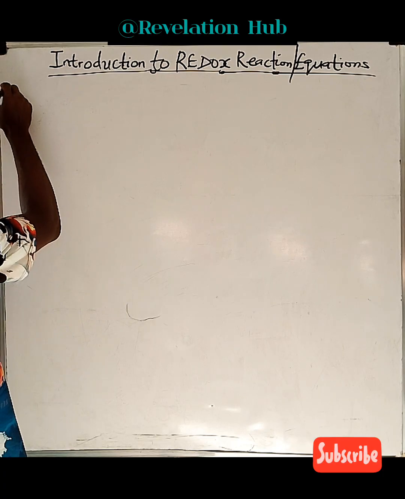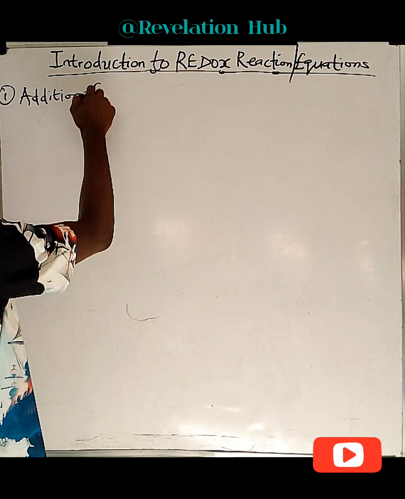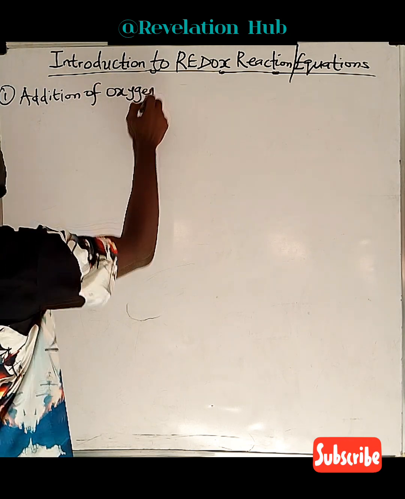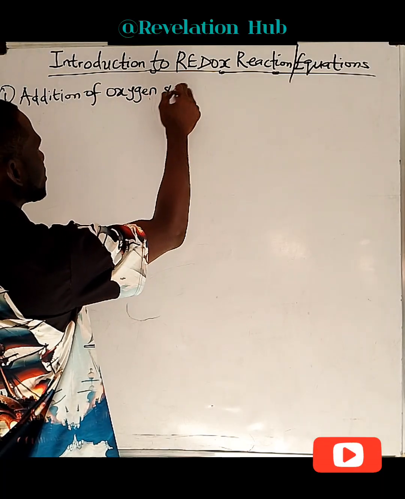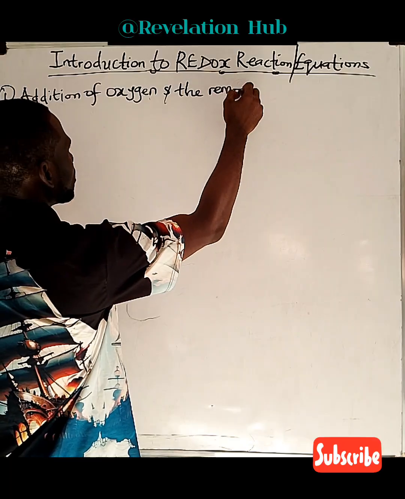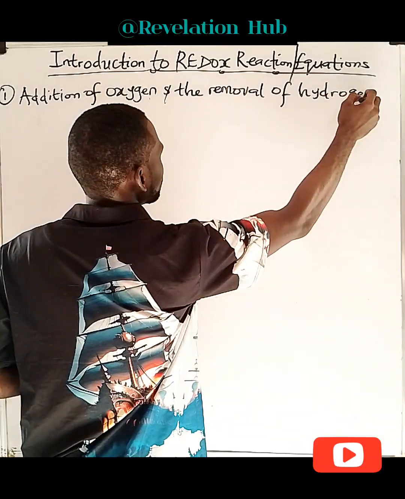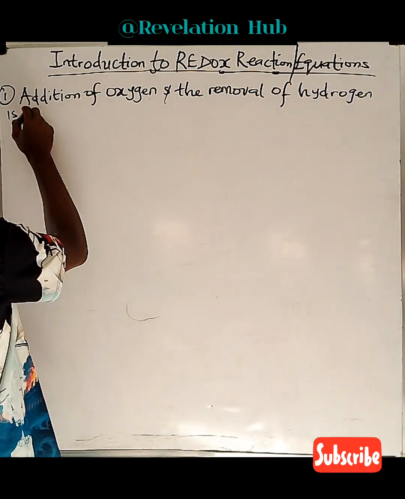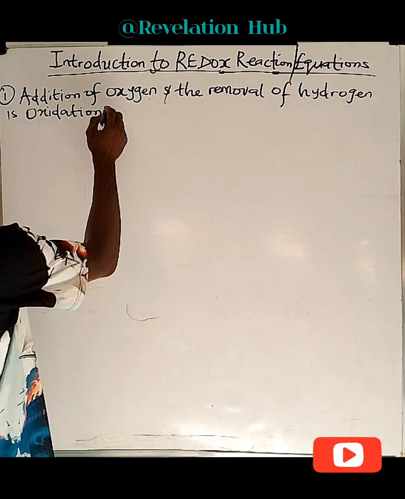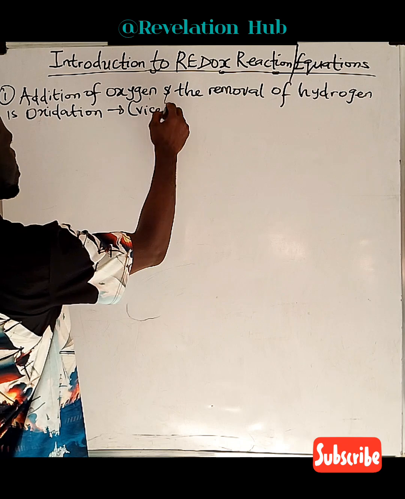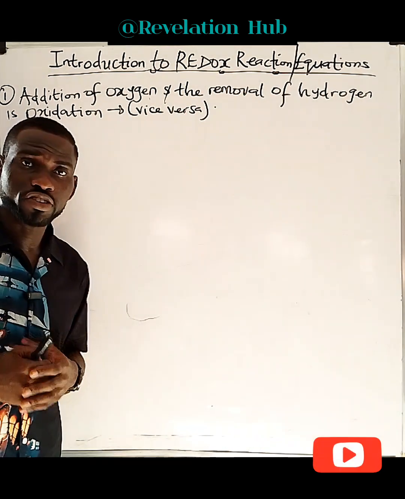So first of all, the addition of oxygen to a given atom of an element, and the removal of hydrogen, is oxidation. Now look at this, it is vice versa. Let me put it this way. Now, the first situation that brings about redox, as reduction oxidation, is simply this.